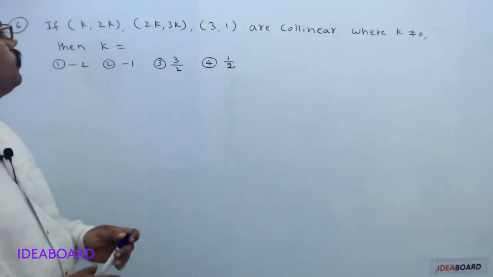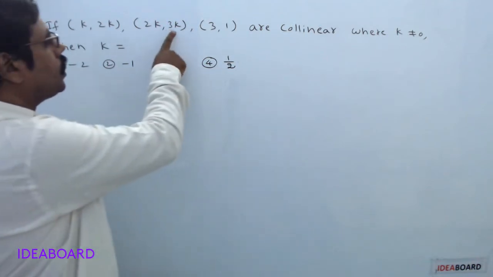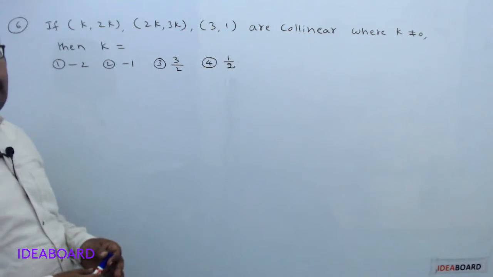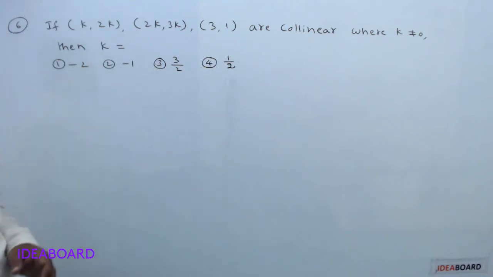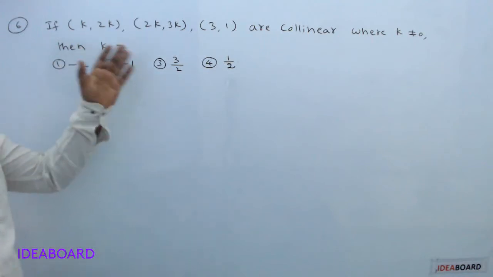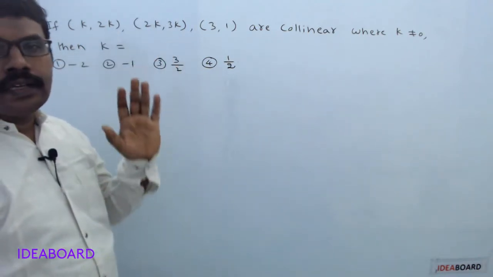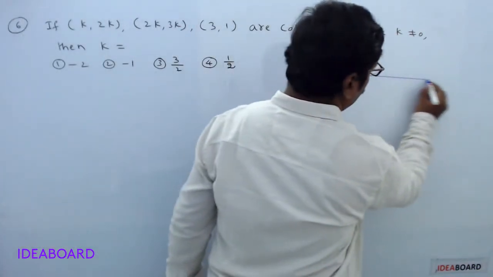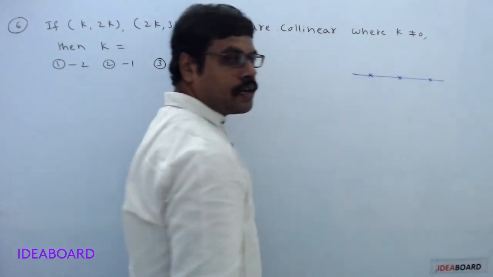Now come to the next problem. If (k, 2k), (2k, 3k), (3, 1) are collinear points where k is not equal to 0, then the value of k is. So given points are collinear. It means the given 3 points lie on a same line. Suppose this is the first point, second point, third point.